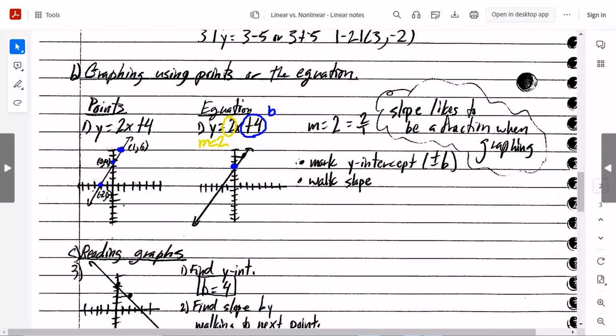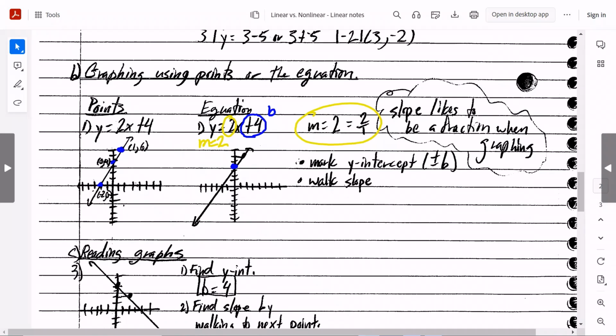Now, the problem here is that for equation purposes, leaving it as a 2 is perfectly fine. But for graphing, it makes a problem because slope has 2 movements, vertical and horizontal, right? Right now, there's only 1 number showing. You need 2 numbers. So if it's a whole number, you take it and put it over 1 because slope likes to be a fraction when you're graphing it.